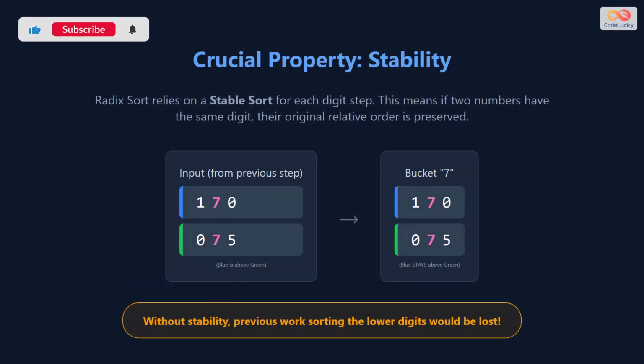A critical requirement for this to work is stability. Notice that when we sorted by the tens digit, if two numbers had the same digit, like 170 and 75, they stayed in the same relative order as they were in the previous step. If we didn't preserve this order, our work on the previous digits would be undone.